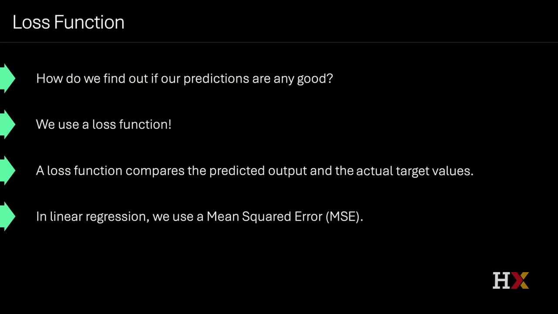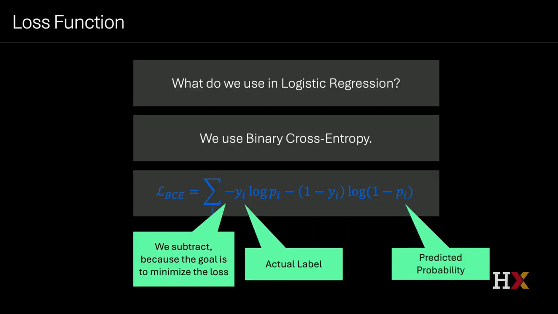So how do we know if our model is doing well? We use a loss function, a way to measure how wrong the predictions are. In linear regression, we use mean squared error, the average of the squared differences between the predictions and the actual values. It works for continuous output, but not for classification. Why? Because probabilities don't behave like nice straight lines. In logistic regression, we use binary cross-entropy. It is designed specifically for binary outcomes and probability outputs.